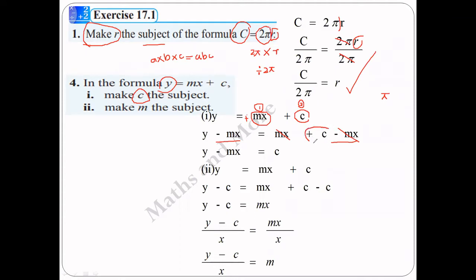C is on the right hand side. Y minus mx is on the left hand side. Now c is the subject, c is on one side. If you keep the answer this way, that is also correct. If you want, you can rearrange as c equals y minus mx, with c on the left. You can keep it that way also, but this one is also correct.